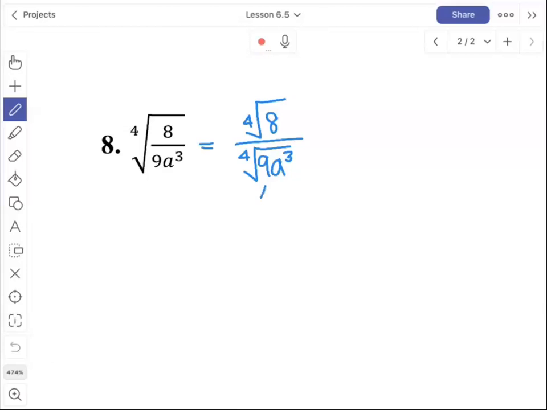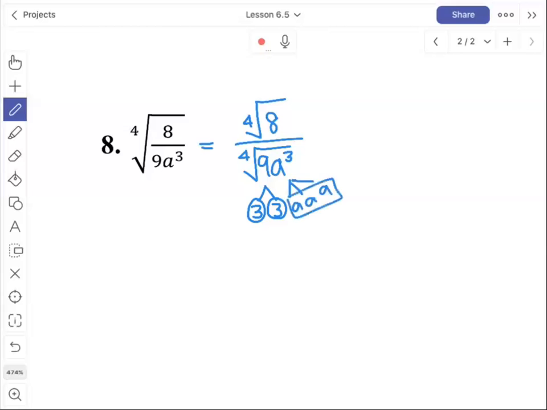So here's the thing. 9, Joanne, what does 9 break down to be? 3 and 3. Okay. Do I have enough to pull out of the radical? No. Okay, what about the a? Do I have enough a's to take it out of the radical? No. How many a's do I have? 3. I have 3. So now the question is, I need to get it all out of the radical.